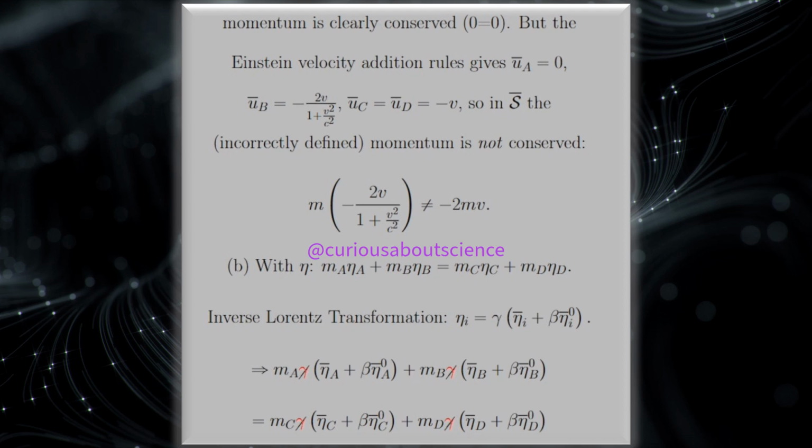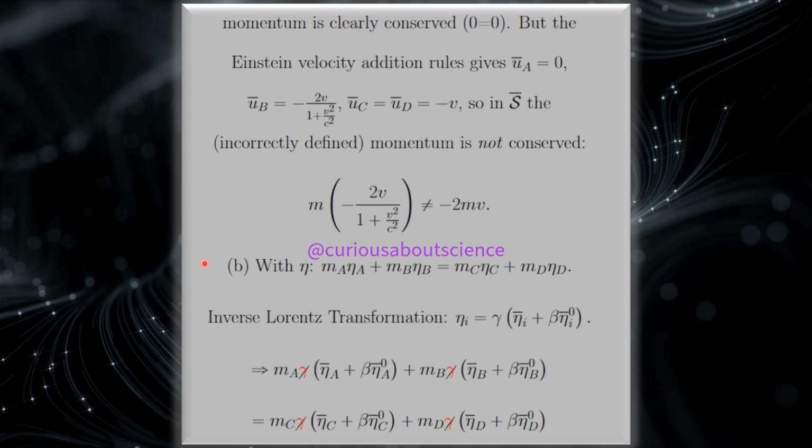But in the Einstein velocity addition rules, u bar A is equal to 0, u bar B is equal to negative 2v over 1 plus v squared over c squared, and then we see that u bar C is equal to u bar D is equal to negative v. So in S bar, the incorrectly defined momentum is not conserved. The two do not equal. Wow, that makes the definitions even more stringent and explains why we have to use them.